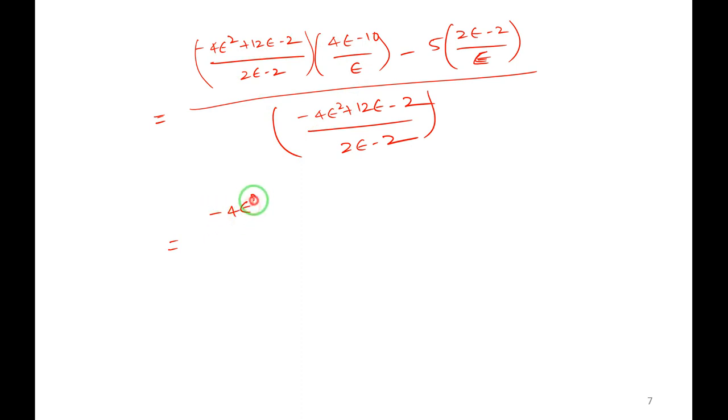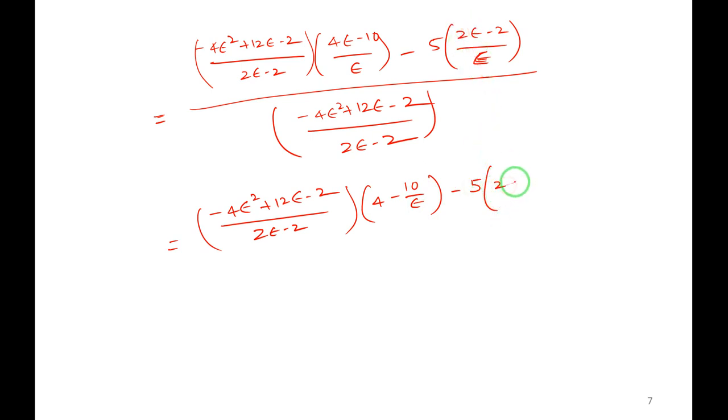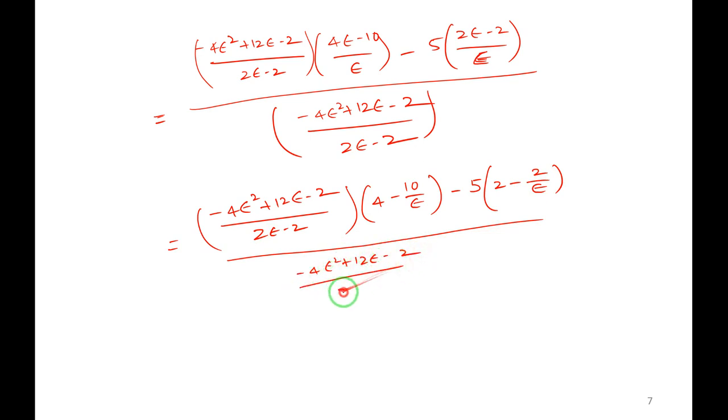Let me rewrite it. I will tell you why I am rewriting. Divided by 2 epsilon minus 2, into 4 epsilon by epsilon. So epsilon will get cancelled. 4 minus 10 by epsilon, minus, same thing I will write here, 5 into 2 epsilon by epsilon, epsilon will get cancelled, minus 2 by epsilon, divided by minus 4 epsilon square plus 12 epsilon minus 2 divided by 2 epsilon minus 2. Let me call this a1. This entire thing is a1, so I will write it here.